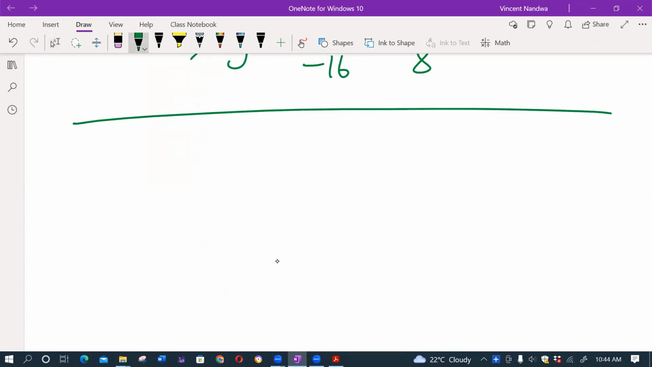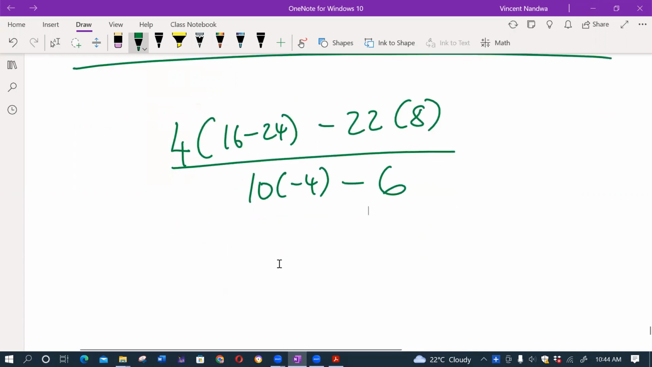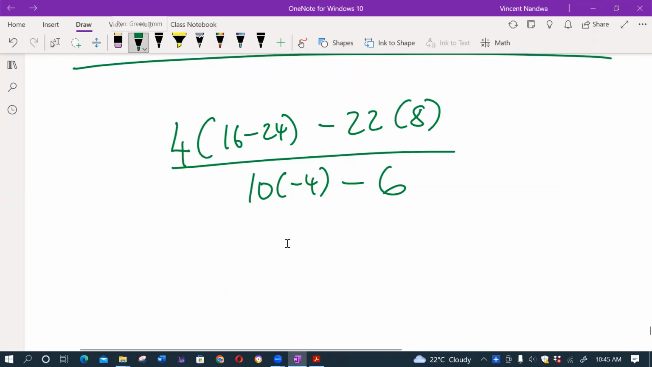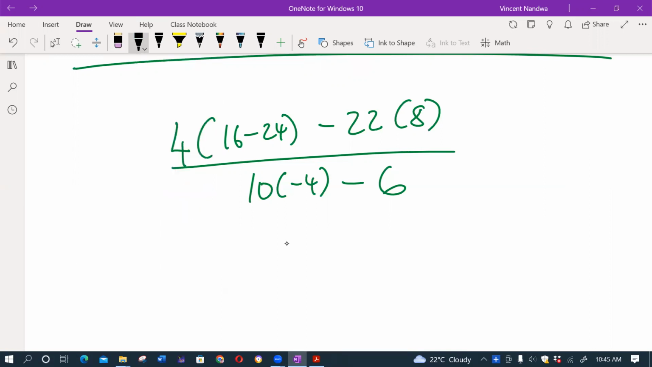So we have: evaluate 4 into 16 minus 24 minus 22 into 8, divided by 10 into minus 4. So the best way to do this is to separate, work out the numerator differently, work the denominator, and then put them together so that you don't make mistakes, and you may get some method marks even if you don't get the correct final answer.